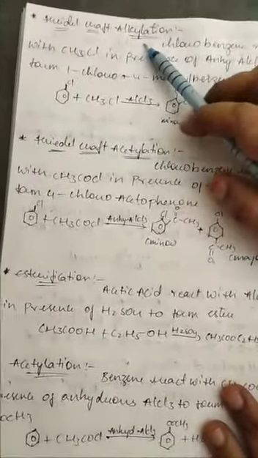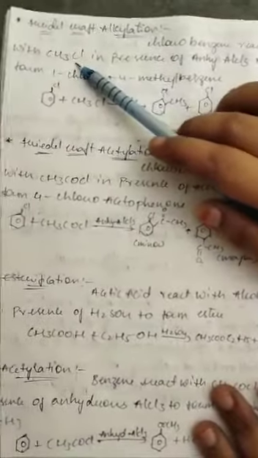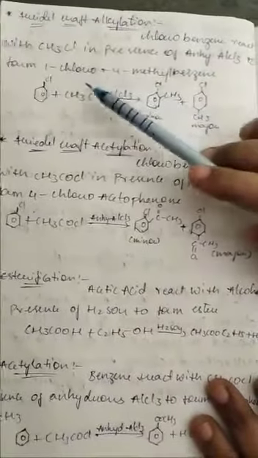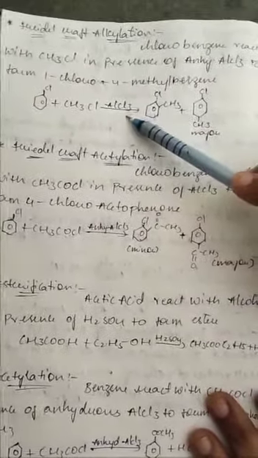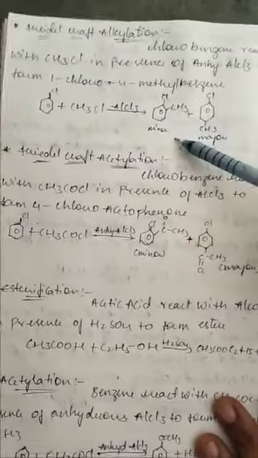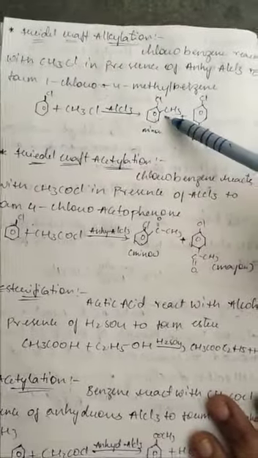Friedel-Crafts alkylation. Chlorobenzene reacts with alkyl chloride in presence of anhydrous AlCl3 to form 1-chloro-4-methylbenzene. Here chlorobenzene reacts with methyl chloride in presence of AlCl3 to form chlorotoluene.